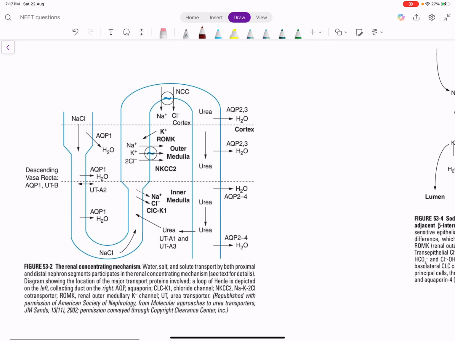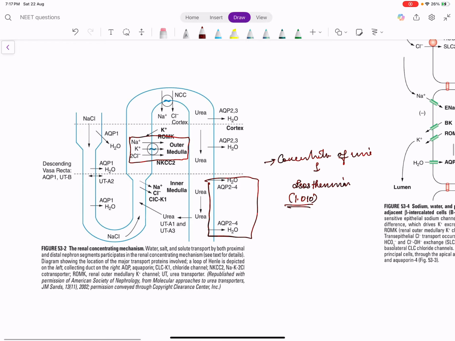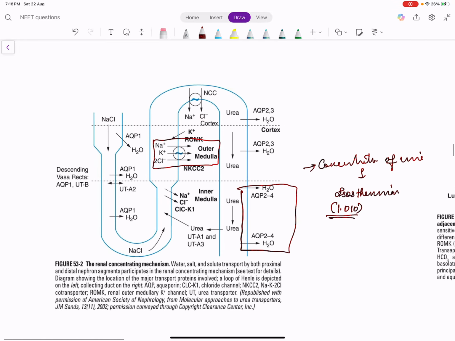So this is just a point to mention that the entire loop of Henle and the cortical collecting duct, the loop of Henle through its sodium potassium 2 chloride channel and the collecting duct through its aquaporin 4 mechanism, leads to concentration of urine. So in CKD, this concentration of urine gets affected. When concentration of urine gets affected, we get a finding called as isosthenuria. Isosthenuria is the urine specific gravity will always be fixed, 1.010. It's not dilute, it is not concentrated.